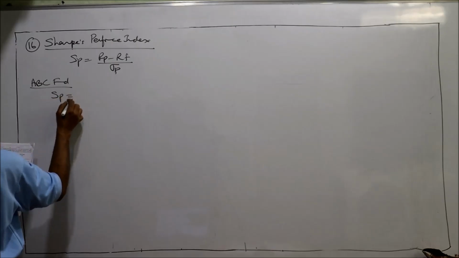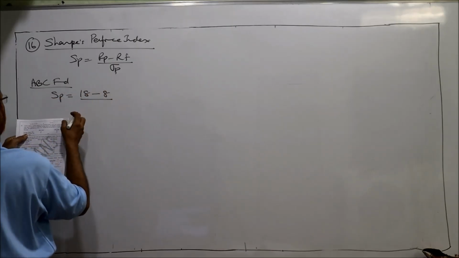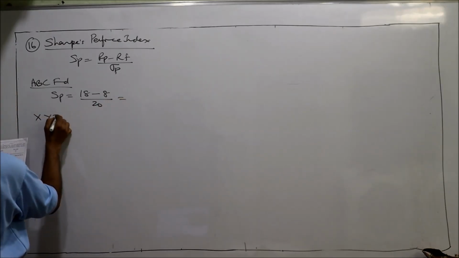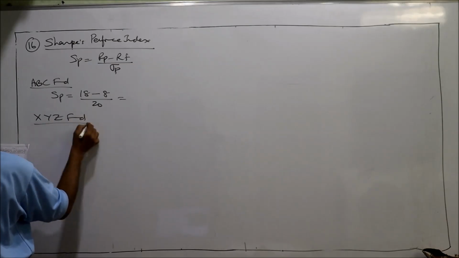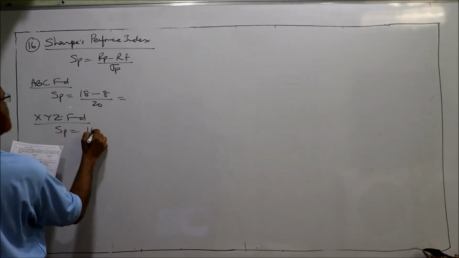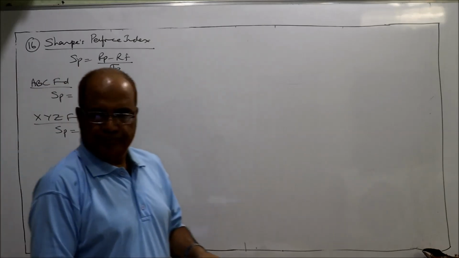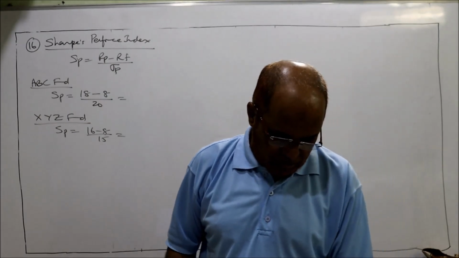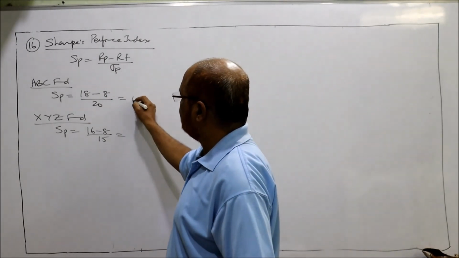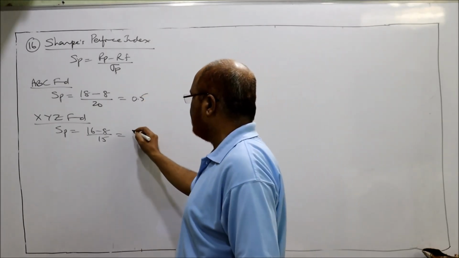ABC fund, SP is equal to, the return is 18, risk-free rate 8 divided by standard deviation 20. Then XYZ fund, SP is equal to average return 16 minus 8 divided by 15. So 18 minus 8 divided by 20, you will get 0.5. And 16 minus 8 divided by 15, 0.533.